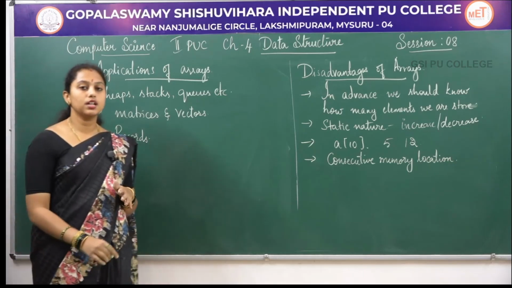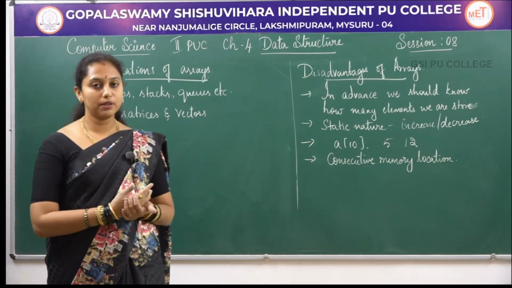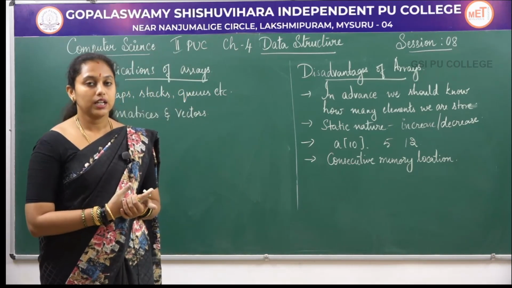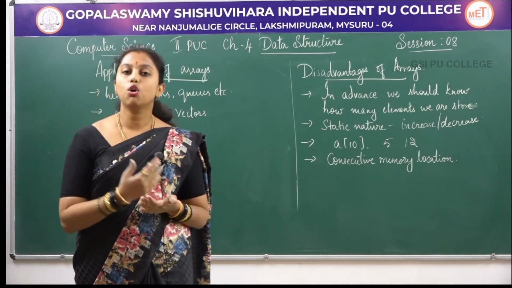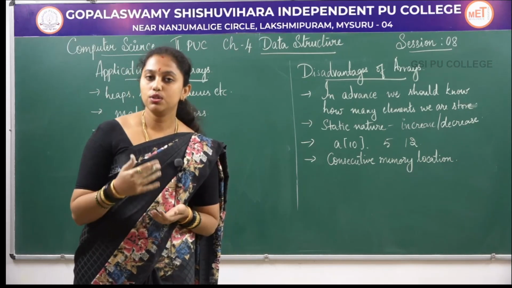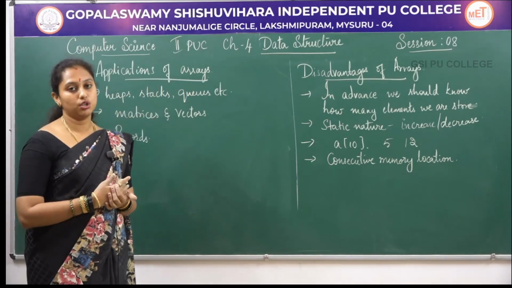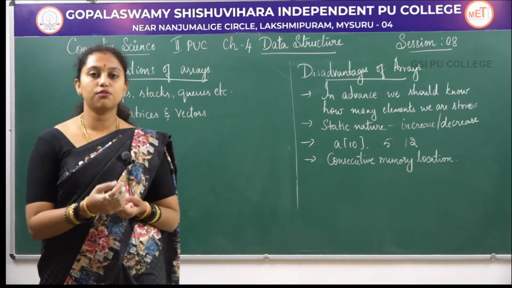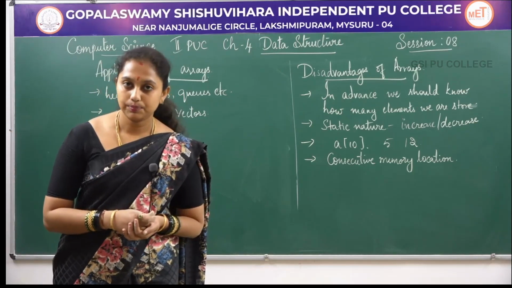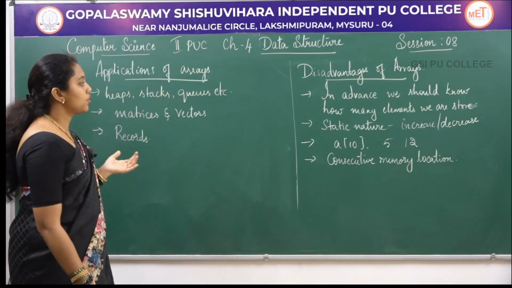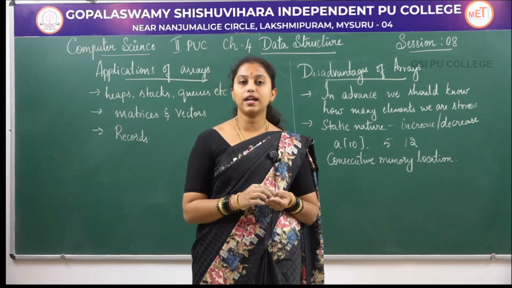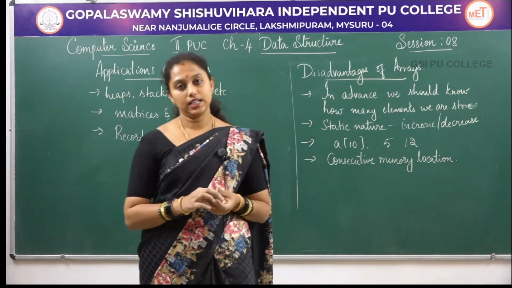So in this session we have studied what a two-dimensional array is and how to represent a two-dimensional array using row major and column major order. And using row major and column major order, we learned how to find the memory address of any element in an array. And we also studied the advantages, disadvantages and applications of arrays.